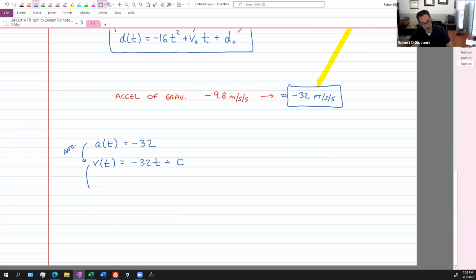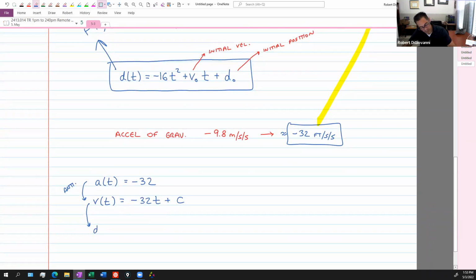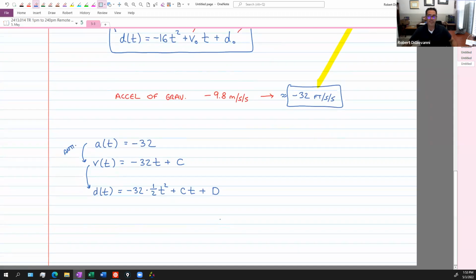Now, from here, can you go back and get me the position, which I'll call d of t? Well, it would be -32 times the antiderivative of t, which is 1/2 t squared, plus the antiderivative of c, which would be c times t, plus some constant, I don't know, d, right?